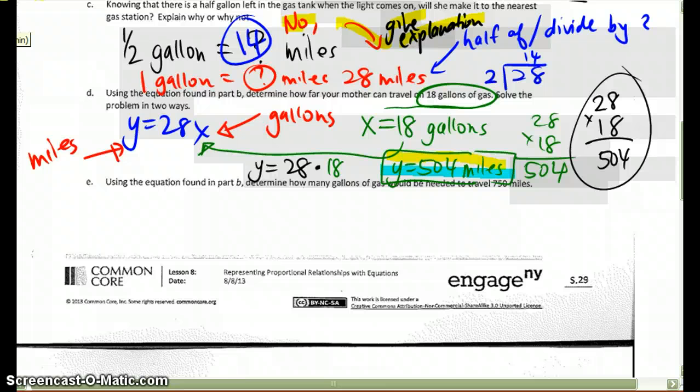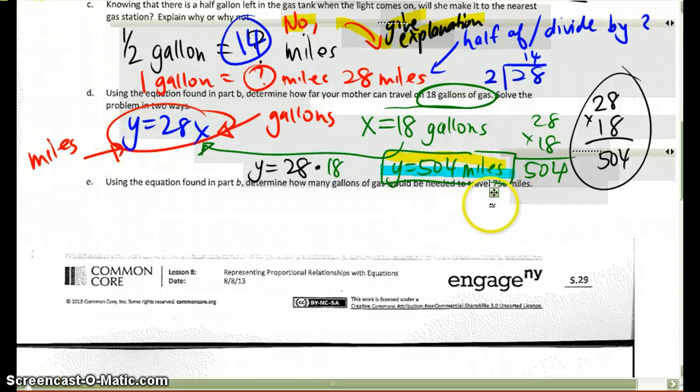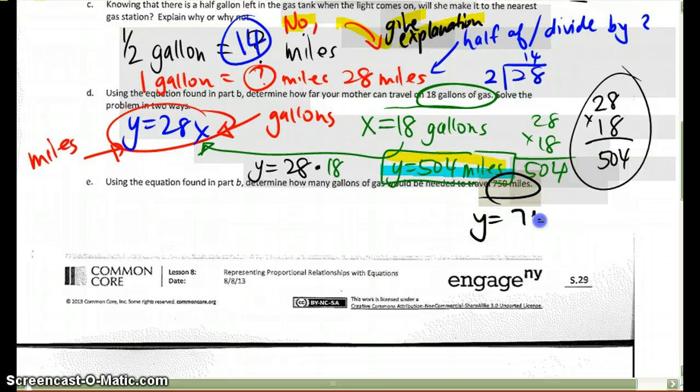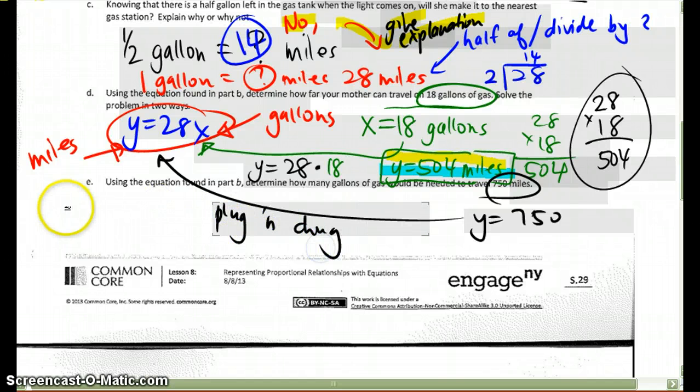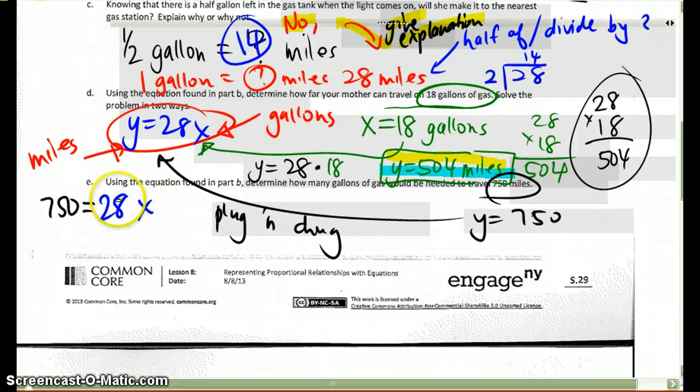And letter E, using the equation, we're going to find out how much gas is going to be needed if we travel 750 miles. So here's our equation. And here's the miles, the y. So here, the 750 is my y. So let's go ahead and plug that into the equation, plug and chug. So we're going to have 750 equals 28x. I'm now going to look for the x. The x will give me the number of gallons.